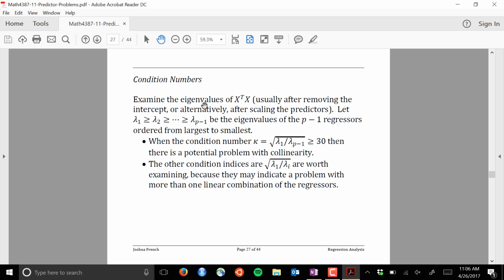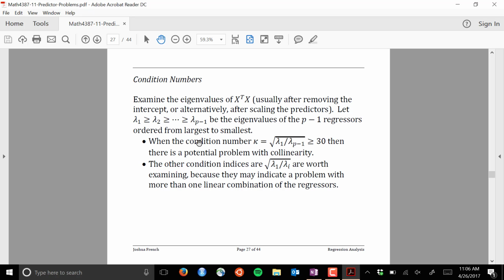And after we do that, we're going to compute lambda 1, lambda 2, up to lambda p minus 1, where each of these eigenvalues are ordered from largest to smallest. We're going to compute the condition number, kappa, which is the square root of lambda 1, the largest eigenvalue, over lambda p minus 1, which is the smallest eigenvalue in this ordered list right here. And if that condition number is more than 30, that indicates a potential problem with collinearity.